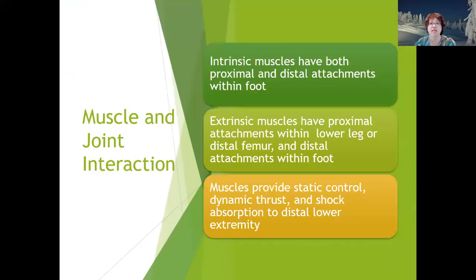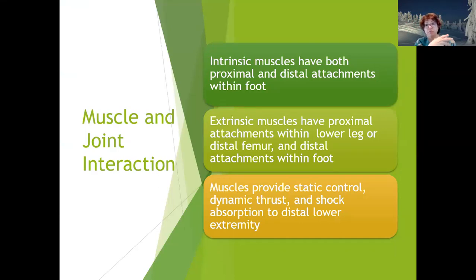So intrinsic muscles are ones that have both proximal and distal attachments within the foot. That goes for the hand as well. We have intrinsic and extrinsic muscles for the hand and for the foot. Extrinsic muscles have proximal attachments within the lower leg or distal femur and distal attachments within the foot. So good examples of extrinsic muscles are the gastroc soleus and the tibialis anterior. They have proximal attachments in the lower leg and distal attachments in the foot.